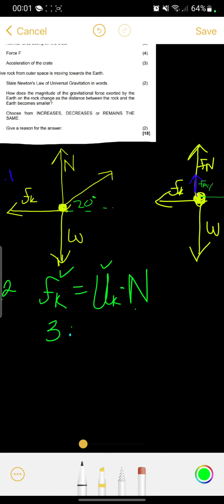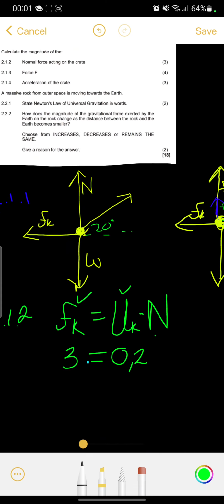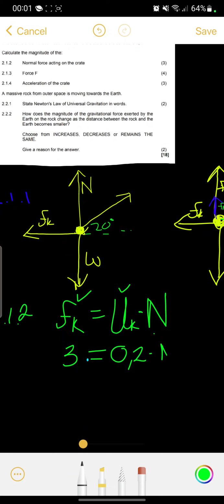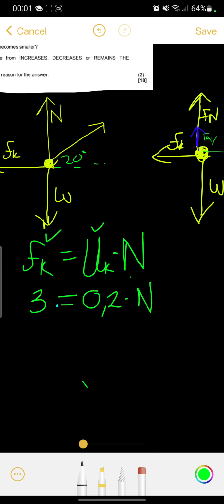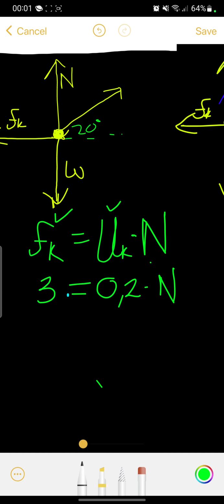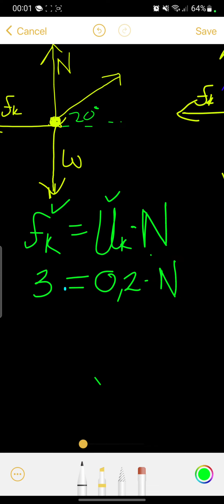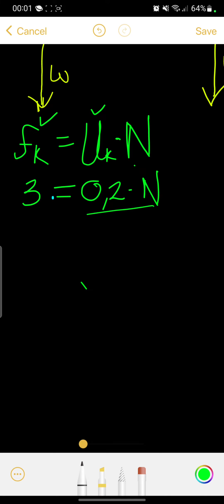Our frictional force, they said it's 3, and our coefficient of kinetic friction, we got it as 0.2. So 3 equals 0.2 multiplied by the normal force. We're looking for the normal force, and to find it alone, we need to remove whatever is disrupting it. On the right hand side, we have 0.2 multiplying the normal force. In order to get rid of the 0.2, we divide both sides by 0.2, so we divide 3 by 0.2 as well.